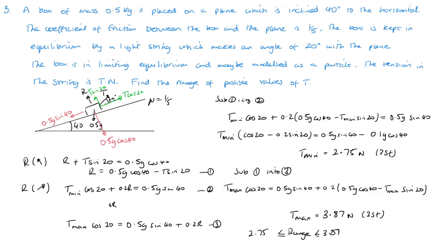So I hope this one made sense and you did follow what I was doing. Okay, in the real exam, where I might have had a bit more space, I might have drawn one diagram for the T minimum and solved that, and then put a separate diagram with the T maximum with the friction going the other way and solved that. Okay, but this is perfectly acceptable. Anyway, let's get into the last question.